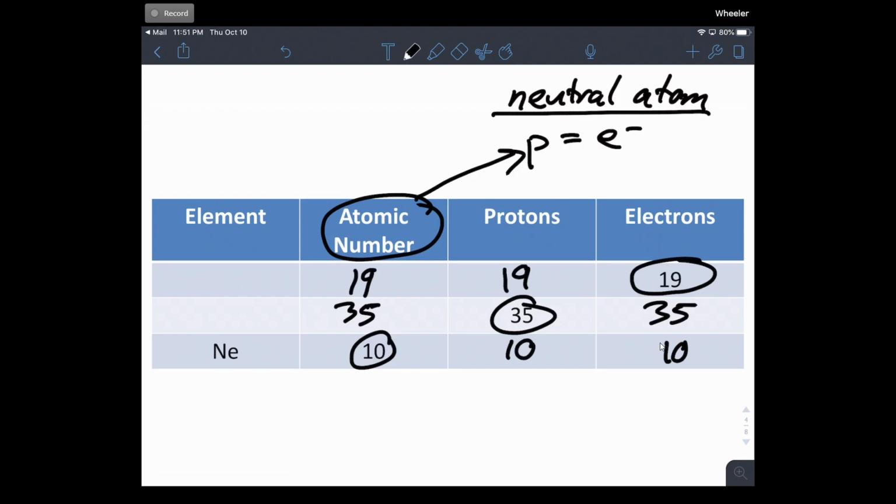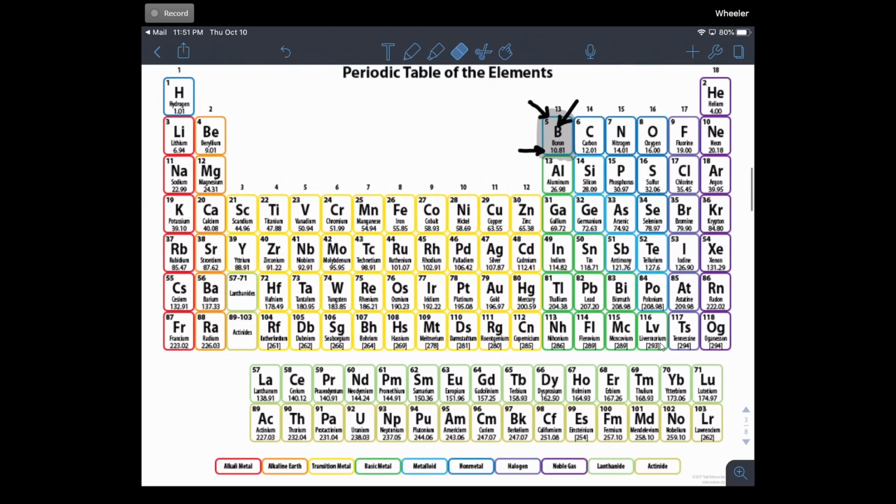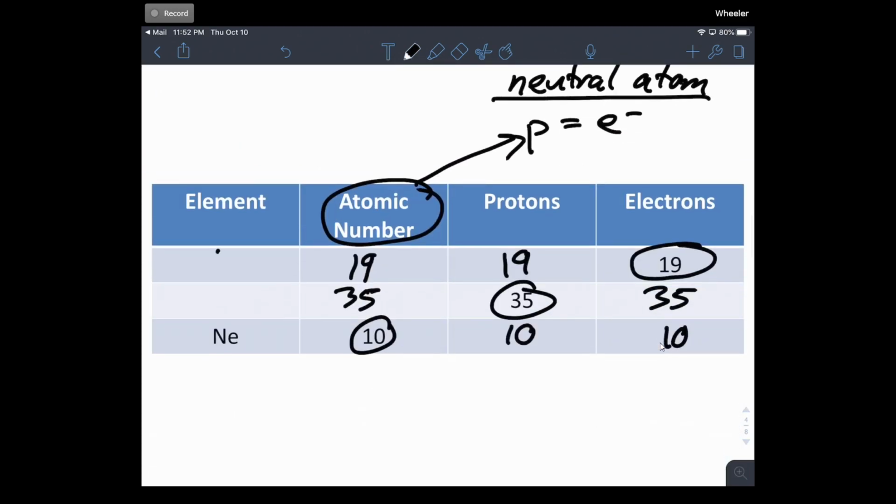To get the element symbols, which is the last part of this table, I merely have to look up the atomic numbers and match them with my periodic table. So I have atomic number 19 and atomic number 35 that need labeled. So atomic number 19 is right here. It is potassium. And atomic number 35 is right here. It is bromine. So I have K for potassium and Br for bromine. This table's pretty simplistic.